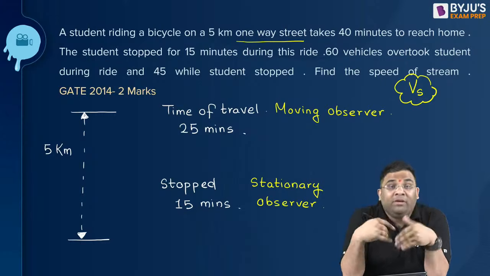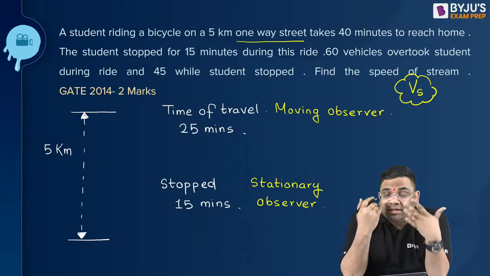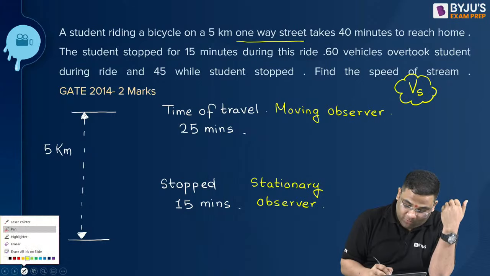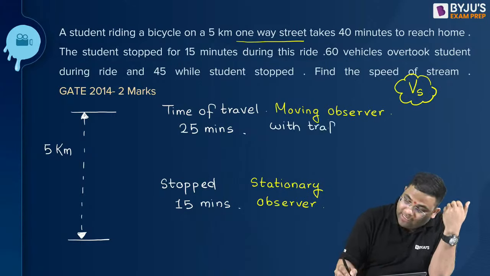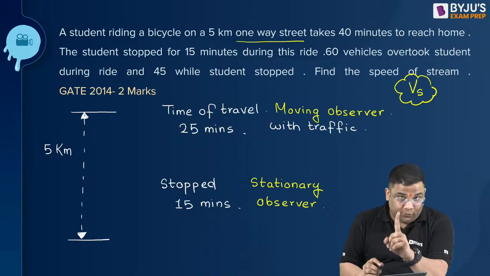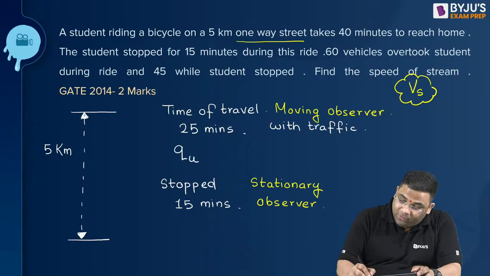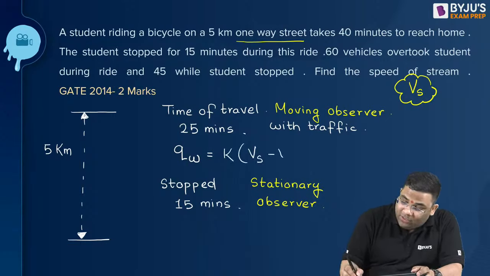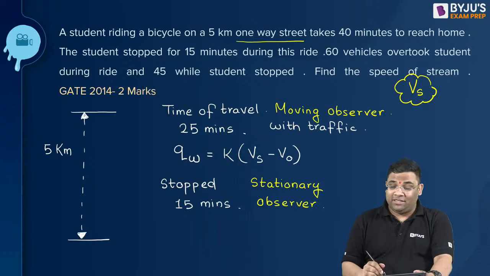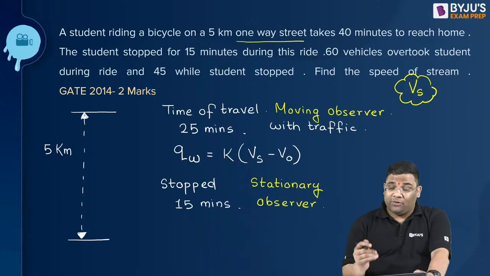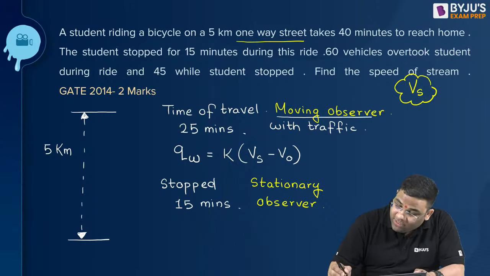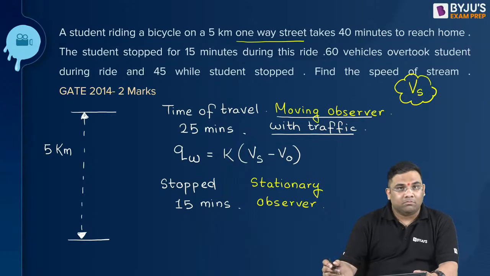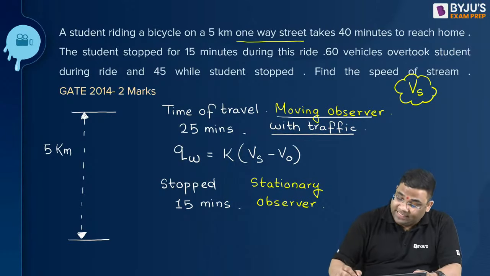The bicycle is traveling with the traffic, with the flow. So I can say this is a moving observer with traffic. So can I say the equation will be Qw = K(Vs - V0)? The equation will be this, right? For that 25 minutes, this will be the equation, because it is the moving observer with traffic. Yes? Then we have the stationary observer.